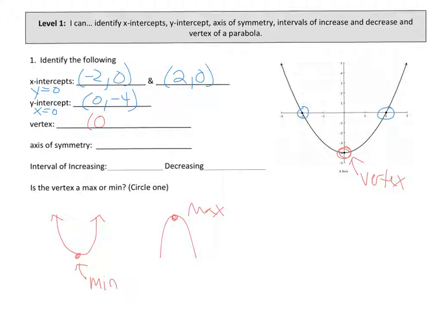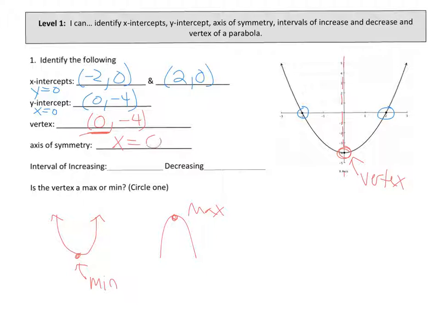The axis of symmetry is a line going down the center of the parabola through the vertex. So when we draw it, we usually draw a dotted line for the axis of symmetry. And since it is the equation of a vertical line, the equation of a vertical line is always x equals some number.